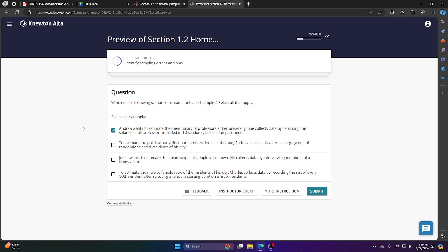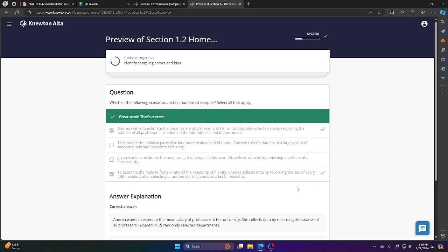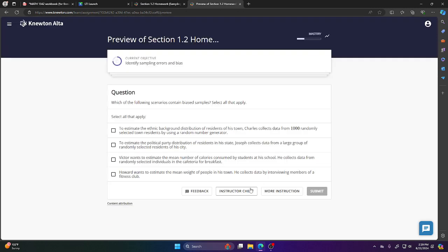Justin wants to estimate the mean weight of people, so he goes right outside the fitness club. Ugh! That's bias, so I don't click it. And then finally, estimate ratios. We collect every 50th person, the residents of that city. Bias? Not bias. I will click it this time. Okay, cool. Keep cruising.